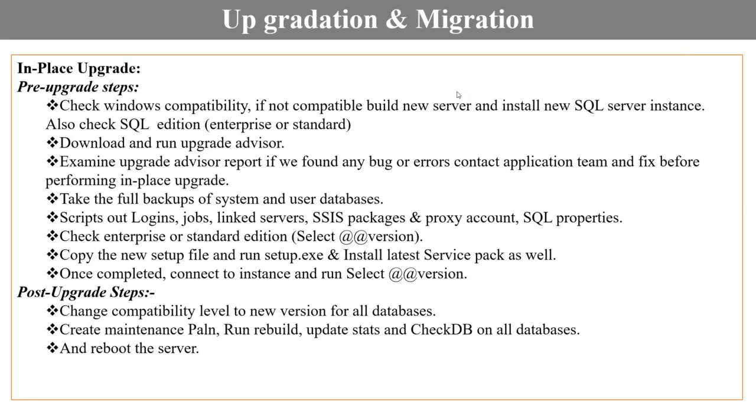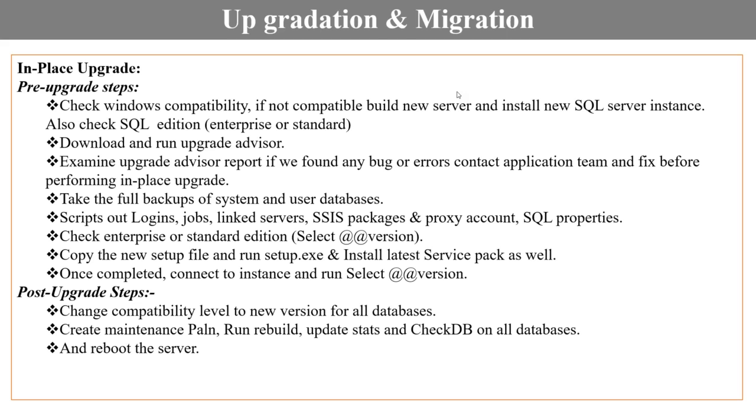pre-upgradation steps? These are the best practices, sir, which I performed in the real world. Please make sure that you follow all the steps. First, check Windows compatibility. Check your Windows operating system compatibility, whether it is compatible with 2019, whether it is compatible with 2016, whether it is compatible with 2017. So first, what you need to do, connect to the physical server.